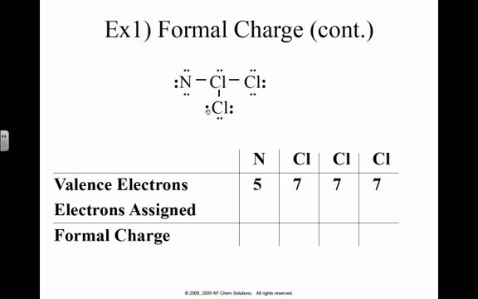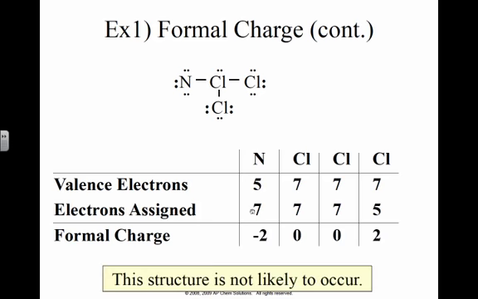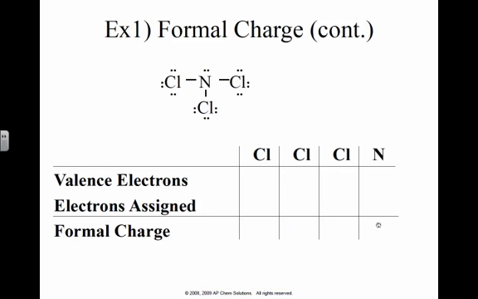Chlorine, I see 7, 7, and this chlorine, I see 5. So you take this minus this, and you get a negative 2 here, 0, 0, positive 2 here. This structure is not likely to occur because I don't have zeros here and here.